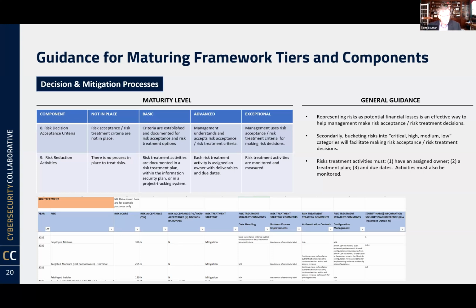Any comments from panelists on getting management to make those decisions? Have you found any ways in your experience that have facilitated the decisions to accept or treat risks?